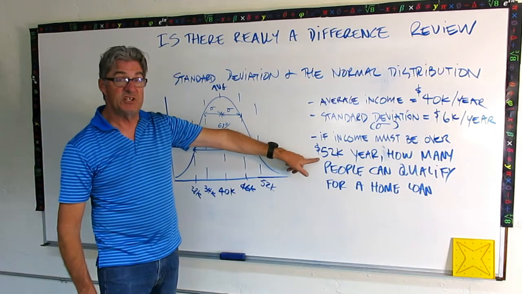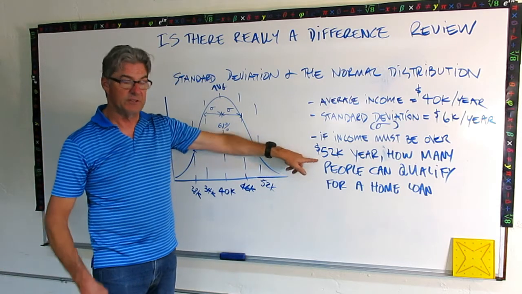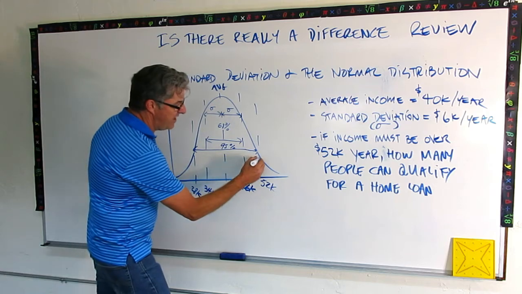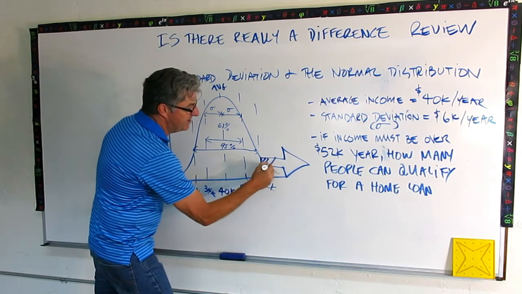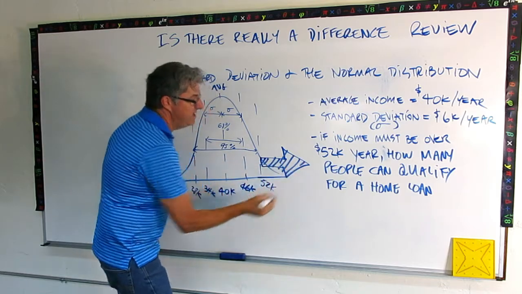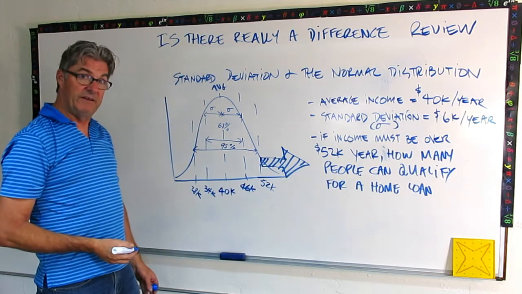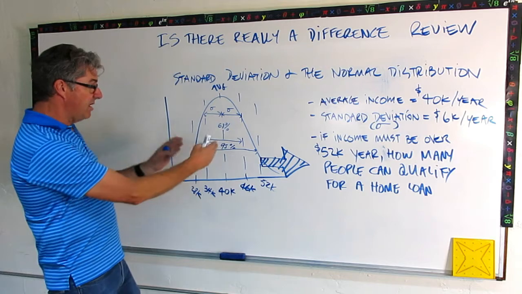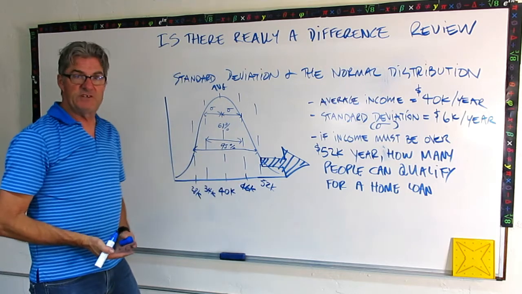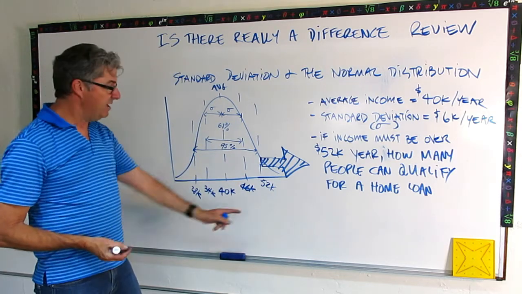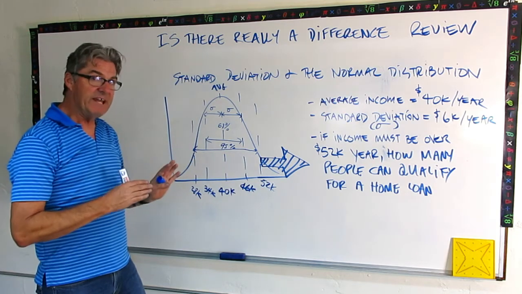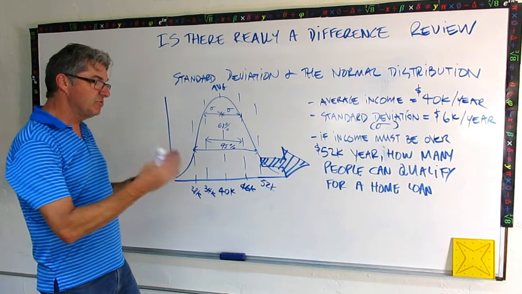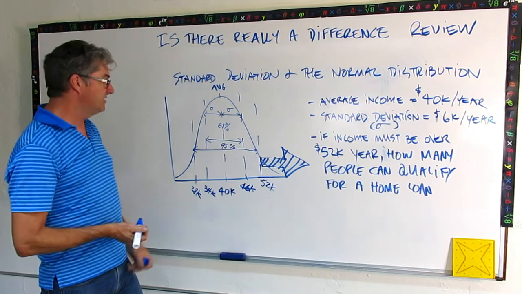If income has to be over $52,000, that's the people that are here. So this is $52,000 and more. Now we just need to figure out from our graph here what percentage of people do make $52,000 or more. And in this case, it's not very many. In real life, it's a bigger number, but I just wanted to set this up this way so that we can do this critical thinking.